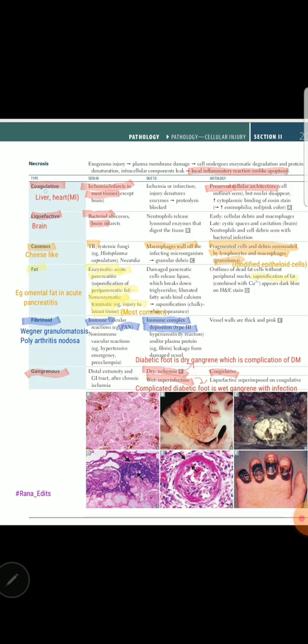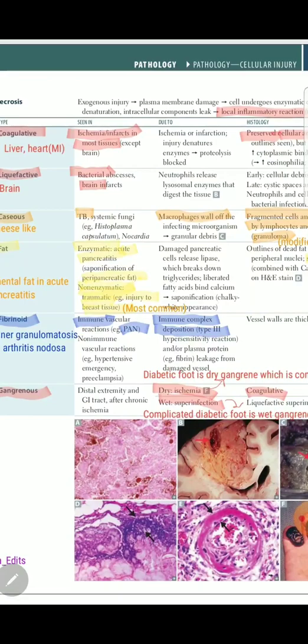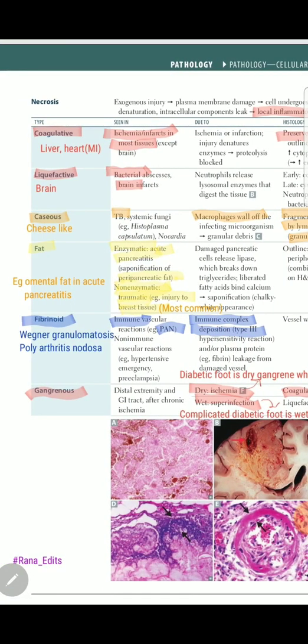So these are coagulated cells with preserved structure in most solid tissue injuries, solid tissue ischemias like in liver and heart. We see the tissue is dead and still it is maintaining its shape. That is the best example of coagulative necrosis. And the question asked is about liver and heart injury.